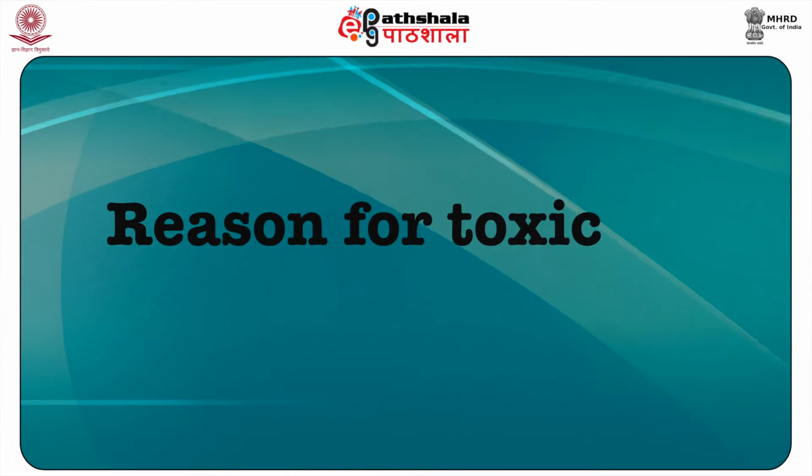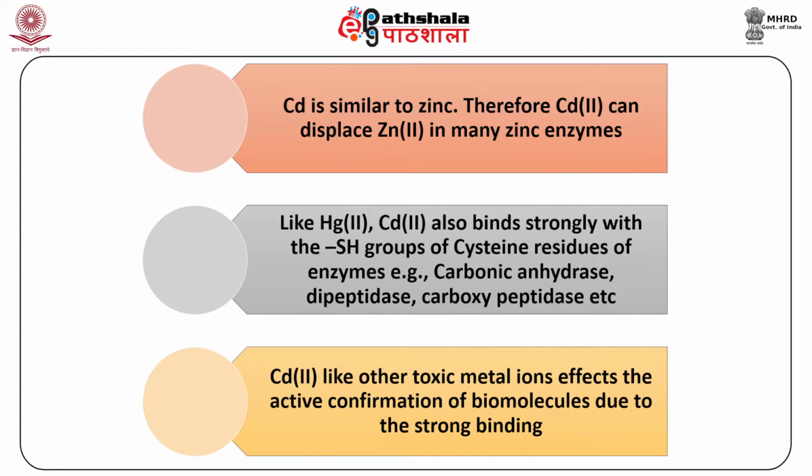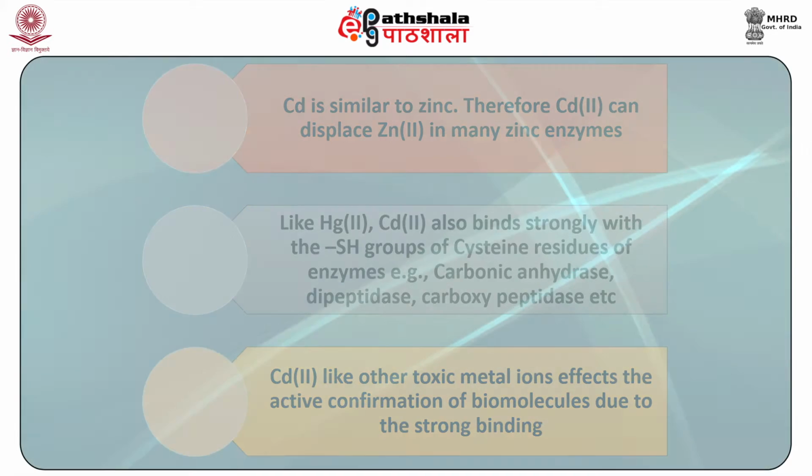Reason for toxicity. Cadmium is similar to zinc. Therefore, cadmium can displace zinc in many zinc enzymes. Like mercury, cadmium also binds strongly with SH groups of cysteine residues of enzymes, for example, carbonic anhydrase, dipeptidase, carboxypeptidase, etc. Cadmium, like other toxic metal ions, affects the active conformation of biomolecules due to the strong binding.